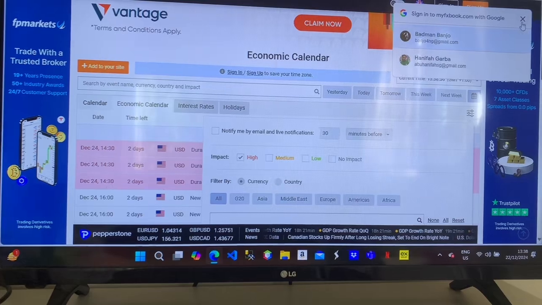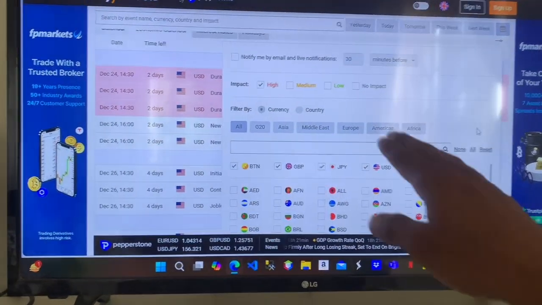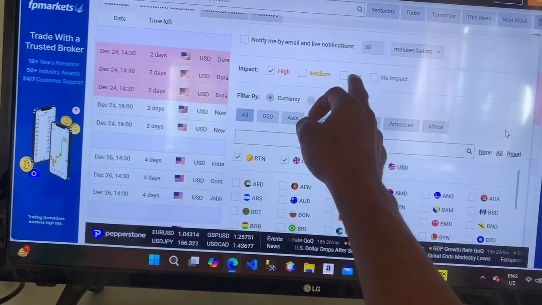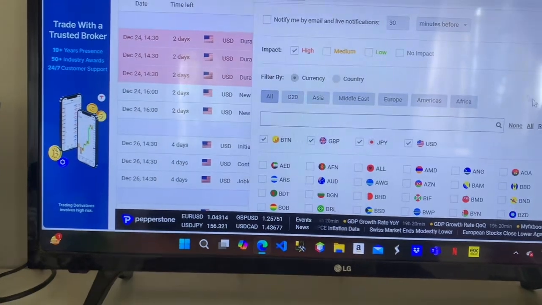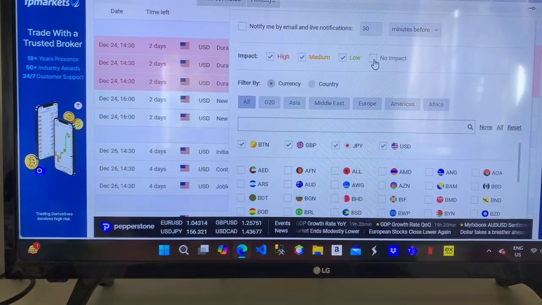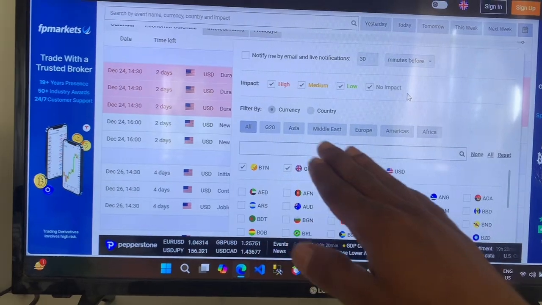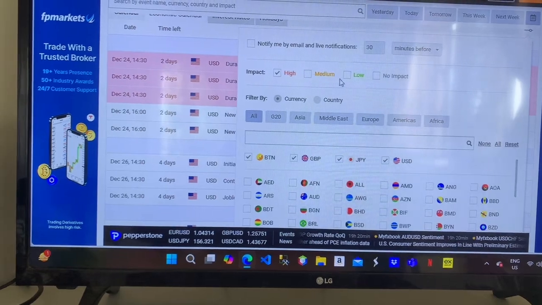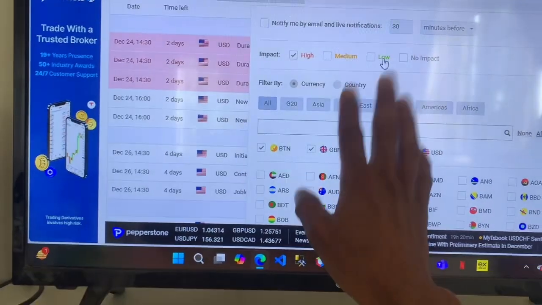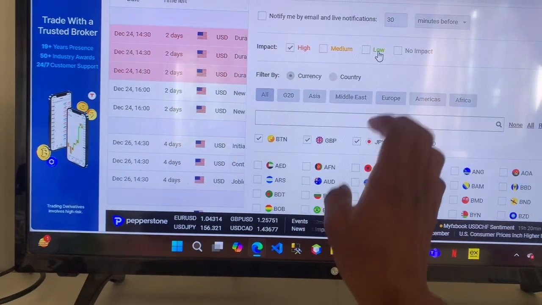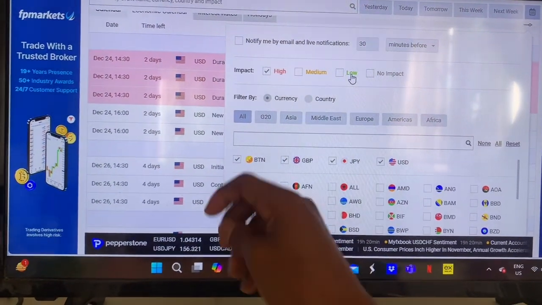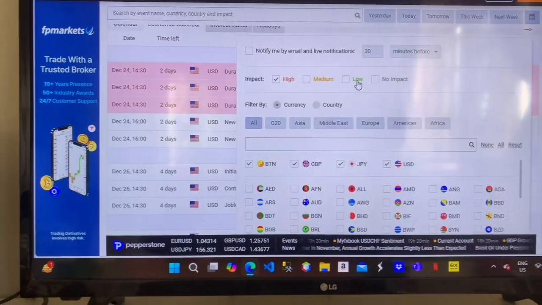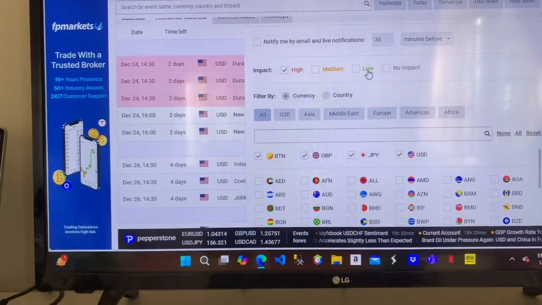This is my settings. As you all can see, this is my settings, and this is impact, right? As you can see, there's high impact, there's medium impact, there's low impact. By default, all of them are ticked, even including no impact. So what you should do is uncheck these ones and leave only the high impact news, because high impact news is the strongest news. That is the news that makes the market volatile. That is the most important news. Others are more like noise in the market, right? So you can't be following all the news.